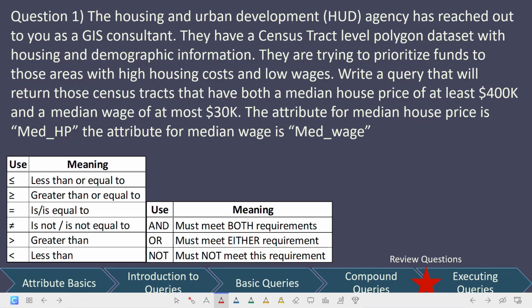So the idea is that we're looking for those census tracts that have both a high cost of housing and a low minimum wage or median wage. And we're given the two variables that we want, med HP for the housing price and med wage for the wage. So go ahead and read through the question and try to answer it on your own.